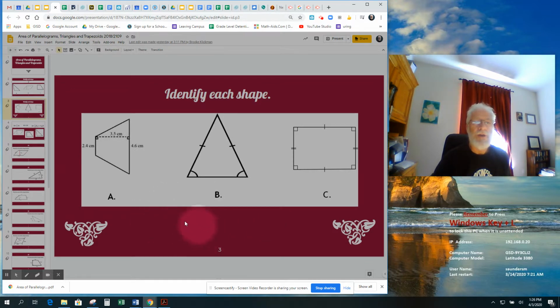Let's try a couple, another set. Let's look at A. So this one, 4-sided figure, 1, 2, 3, 4 sides. Looks like these 2 opposite sides are parallel, but these 2 opposite sides are not parallel. If I extended these sides out into infinity, these sides would intersect somewhere out here. So this is not a parallelogram. This is a trapezoid.